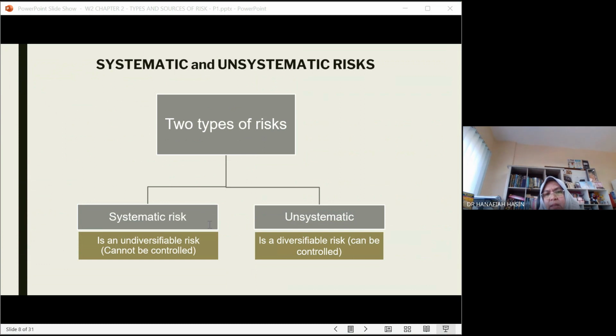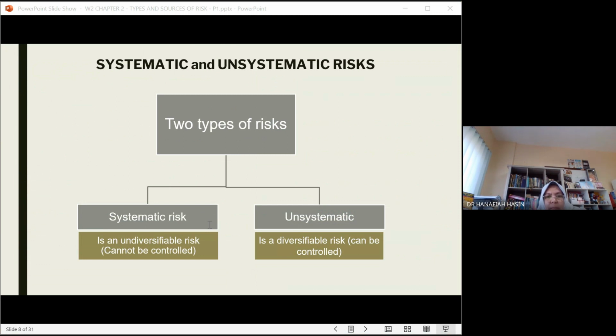We have systematic, which is undiversifiable risk, and another one is unsystematic, which is diversifiable risk. Okay, systematic: this type of risk involves investment risks that are inherent in the entire market, attributed to broad market factors, where the investment portfolio risk is not based on the assessment of an individual investment. That is systematic. You have learned this, I think, in your corporate finance or financial market class.